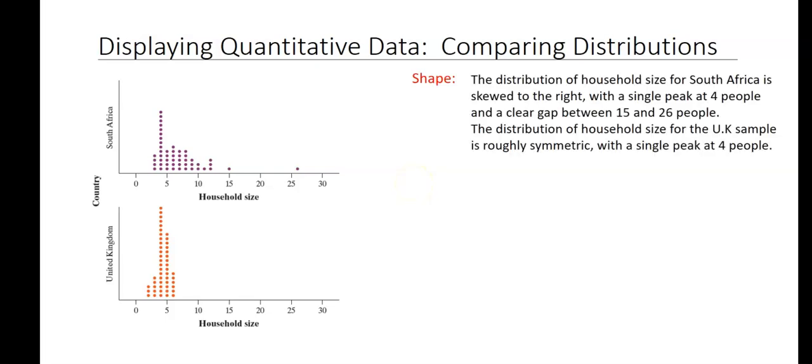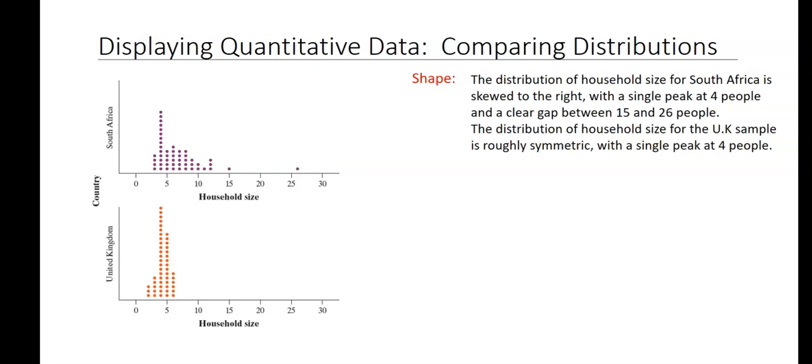You can see that the shape for South Africa is skewed to the right with a single peak at 4 people. And so probably an outlier there at 26 or so. There's a clear gap. So gap and outliers are two things that are unusual that it's good to talk about. There's a gap between 15 and 26. So that's something we haven't mentioned before, but that's an unusual feature that falls in the category of outliers.